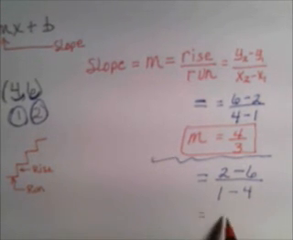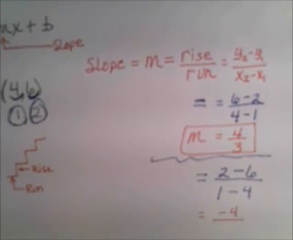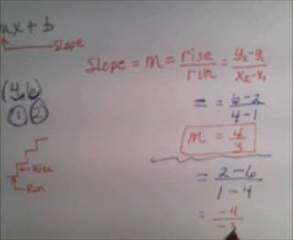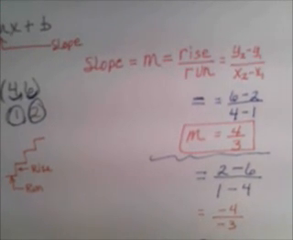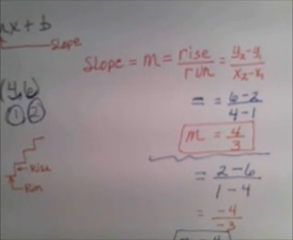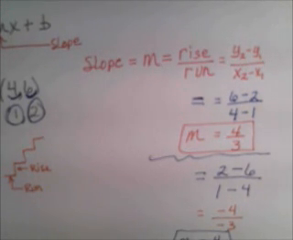Then we have 2 minus 6 is negative 4, and 1 minus 4 is negative 3. Well, a negative divided by a negative is a positive, so we have a positive slope 4 over 3. So our slope, m, is equal to 4 over 3. It's exactly the same slope, so it doesn't matter which y you choose. Either way, you're going to end up with the same slope.